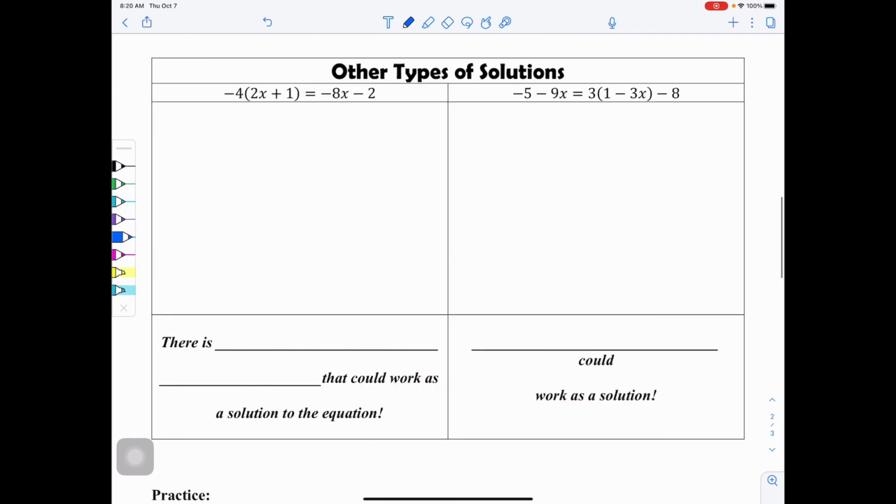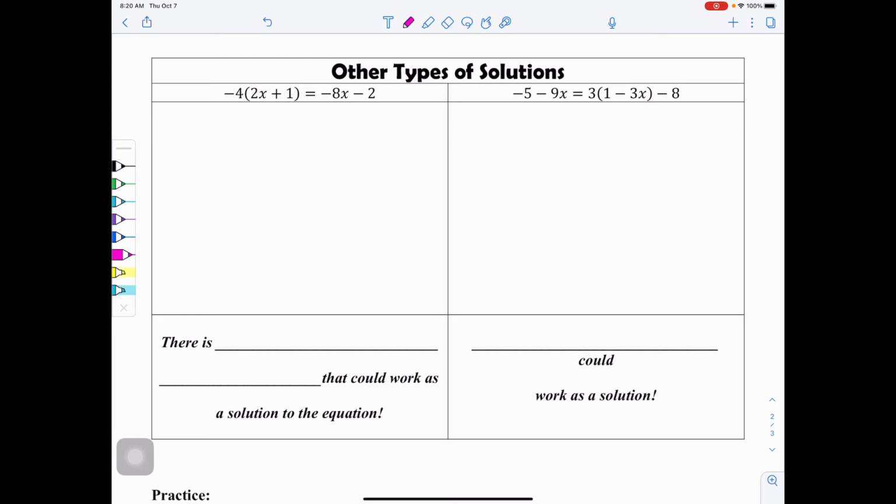Okay, moving on to the next page, we have other types of solutions. So what I would like you to do is pause the video and try to solve each one of these equations. Then I want you to reflect and say what strange thing happened in each of these cases. Once you've tried these problems on your own, please resume the video to go over the answers.